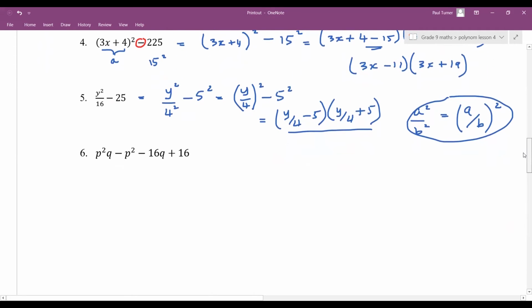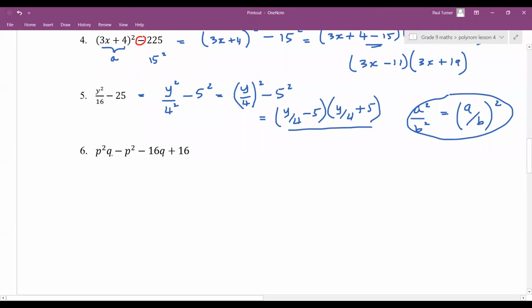Okay, one more example. Now, when you see 4 terms, think about grouping first. So does grouping work? So we'll try that. We don't have 2 terms like we had in the previous one, but now we have 4. So try to group first and see what happens.